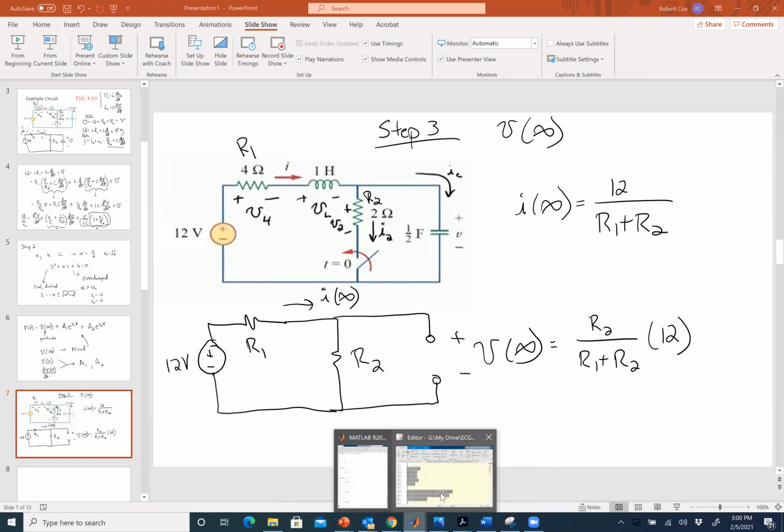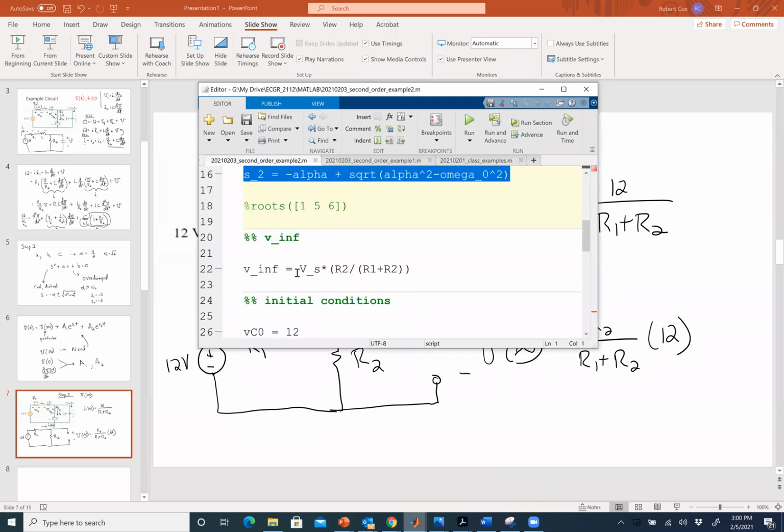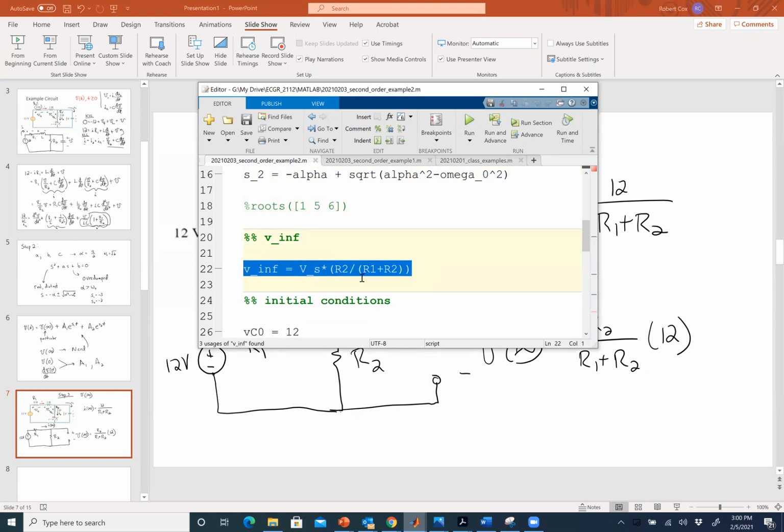All right. So how do I do that here, right? If you look at what I did in my MATLAB, if you look at V infinity, I basically just plopped in that equation right there. I can run that.